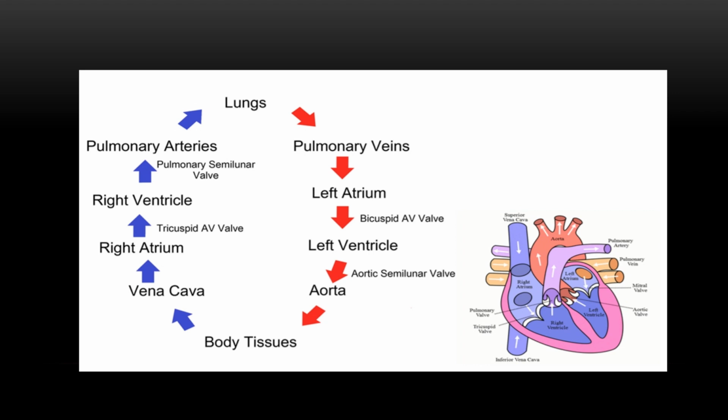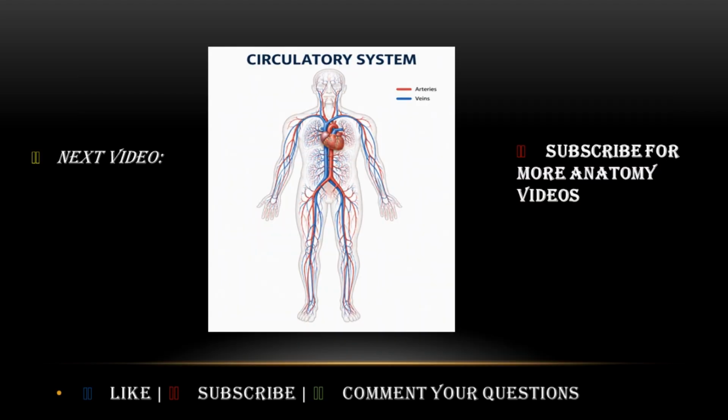This is the blood flow through pulmonary circulation and the systemic circulation. So that covers the first part of the circulatory system, the heart. We will further discuss the blood vessels in the next video.